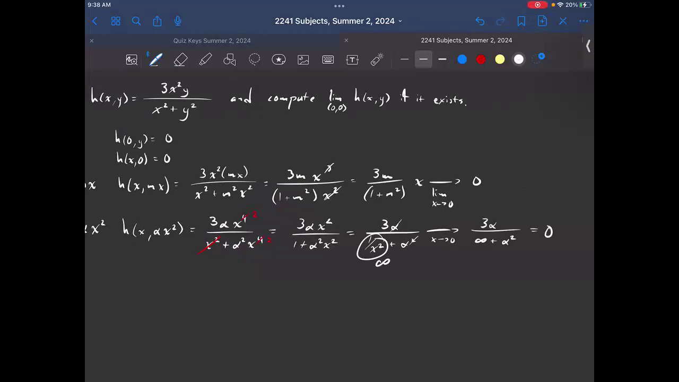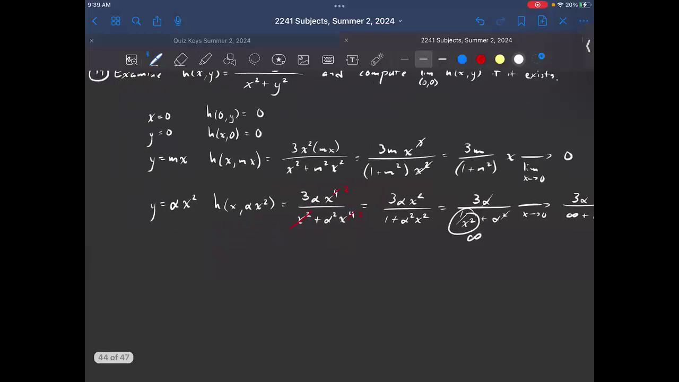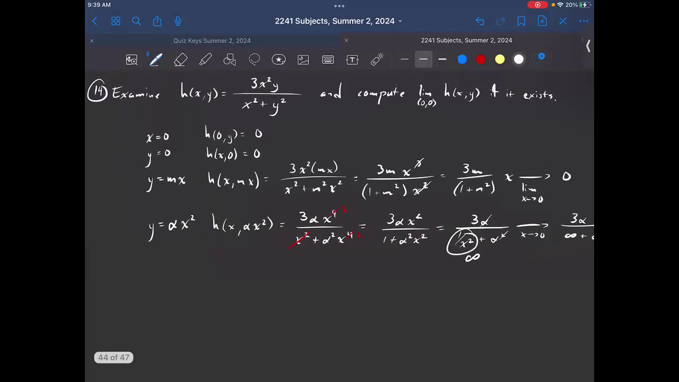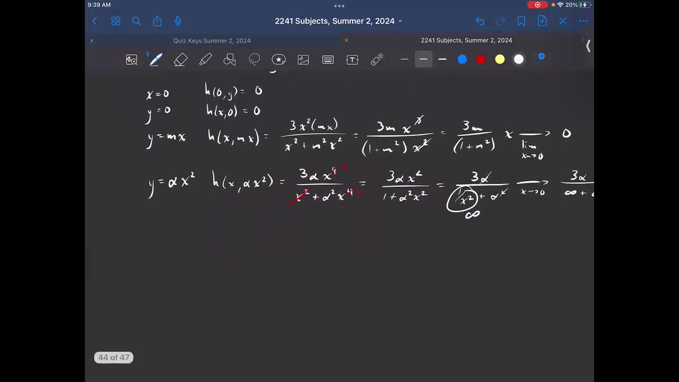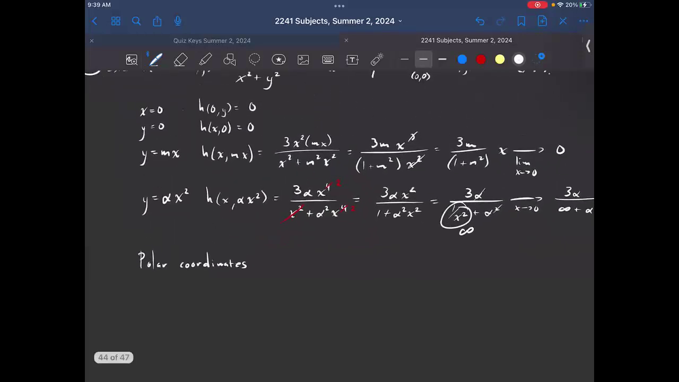Okay, so we're getting 0 over and over and over again over all these parameterizations, and I think this limit exists. So how do I show it? Well, you can do the epsilon delta thing. That's difficult, and it's probably not what you need in this class. So instead, we'll use polar coordinates. And this is how you handle showing that limits exist for these types of problems.